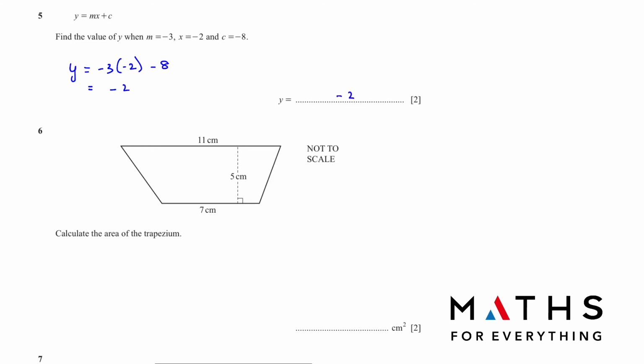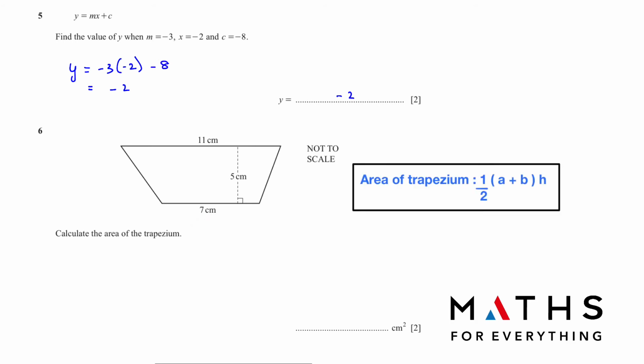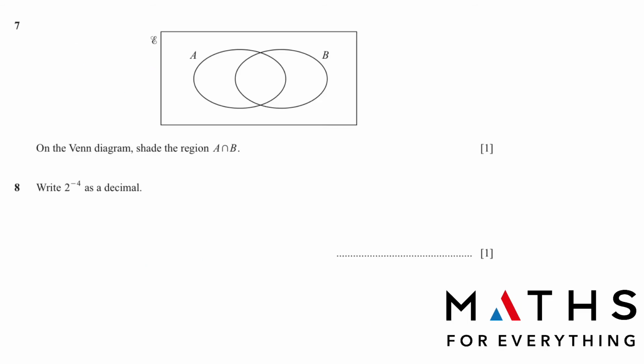Question number 6. Calculate the area of the trapezium. We have to use this formula, half bracket a plus b, h. a and b are the two parallel lengths. So we write half, 11 plus 7. h is the height, which is 5, multiplied by 5. The whole thing put in the calculator, you will get 45 square centimeters as the answer.